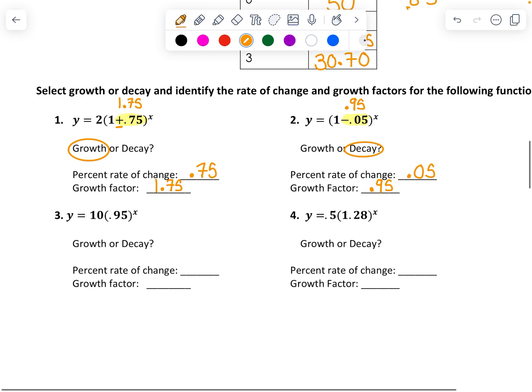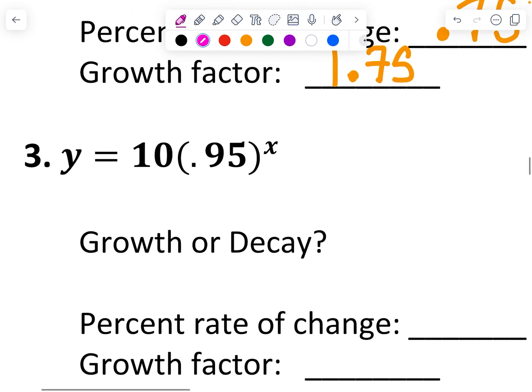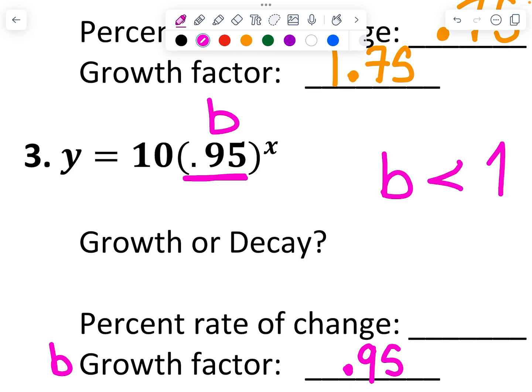Okay? Now the next two are a little tricky because you can't see the percent rate of change. You actually have to work it backwards. So number 3 here, we don't have the 1 plus or minus. This is the B value. This is the growth factor. Okay? Now, if B is less than 1, it means decay. 0.95 is less than 1.